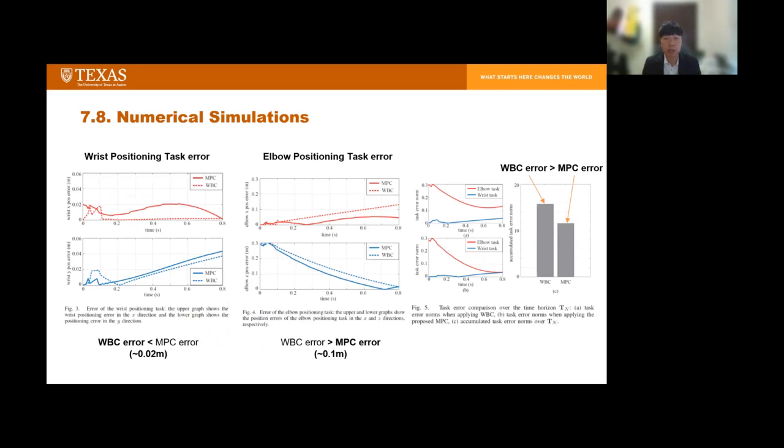In detail, we can compare the tracking errors here. Compared with whole body control, the proposed MPC approach increases about 0.02 meter error of the wrist positioning task, as shown in the first figure. On the other hand, we significantly reduce the tracking error of the elbow positioning task, approximately 0.1 meter, as shown in the second figure. The last figure shows that the wrist position tracking error is always smaller than that of the elbow positioning. Also, the proposed approach results in smaller accumulated task tracking error than whole body controller.